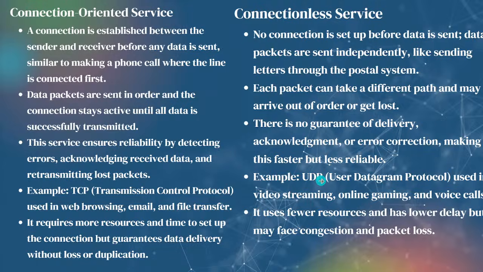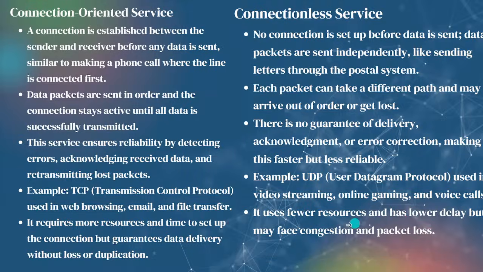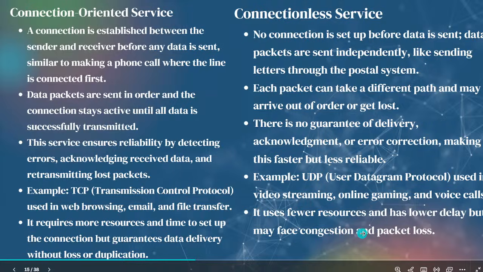Then, when it comes to UDP, user datagram protocol, here it is TCP, and the protocol which is activated here is UDP. Because of TCP, we are getting reliable communication. Here it is UDP, because of that the information gets lost. It is used for video streaming, online gaming, voice call, etc. This is where UDP is activated. And for web browsing, email and file transfer, we are using TCP. It uses fewer resources and has lower delay, but may face congestion and packet loss.